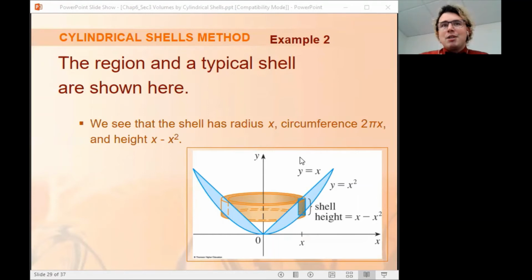If I was going to use the method of shells, I'm taking a piece of the x-axis. I'm looking for the shell that this is generating when I rotate. So the height here, if the shell starts at x squared and goes all the way up to x, then my height is going to be x minus x squared. Okay?